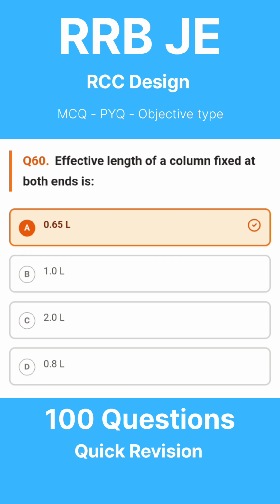Question 60. Effective length of a column fixed at both ends is. The correct answer is 0.65 L. Question 61. Effective length of a column hinged at both ends is. The correct answer is 1.0 L.